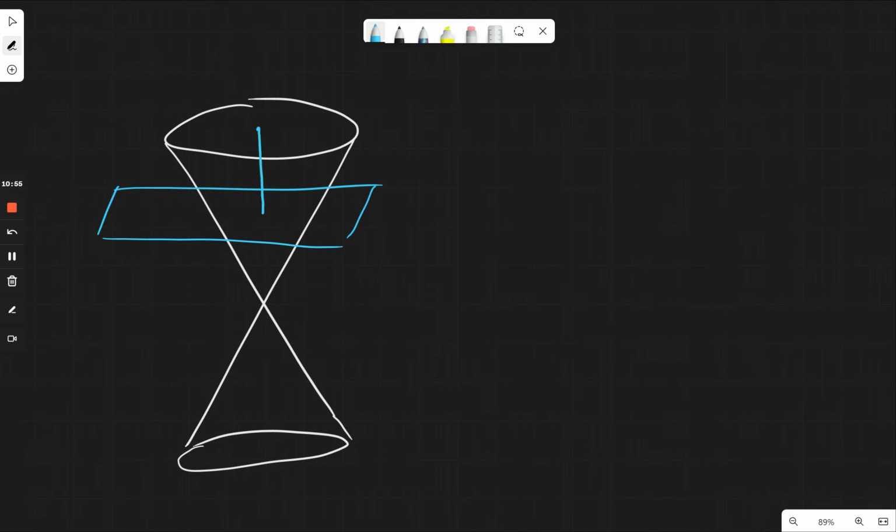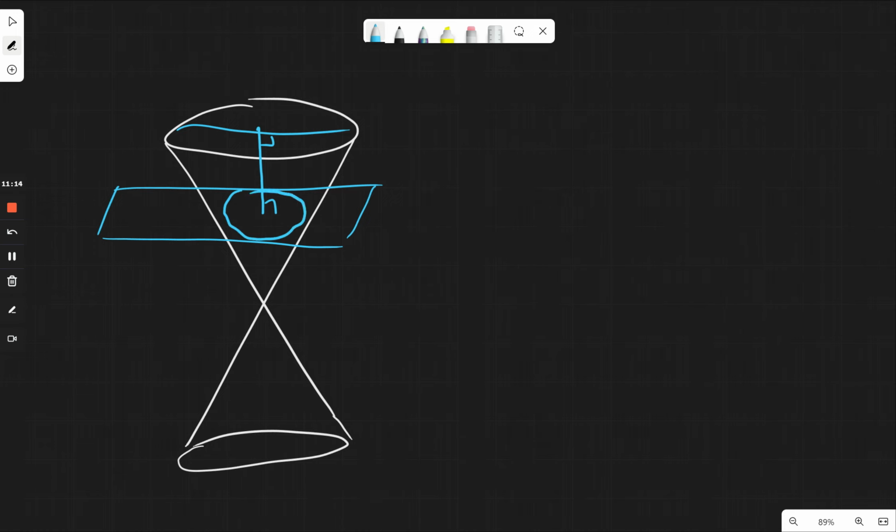So, for example, if this line right here was perpendicular to the base, it would also have to be perpendicular to that plane, because it has to cut at an angle parallel to that base. And only then will it form a circle. And you can kind of see that, right?